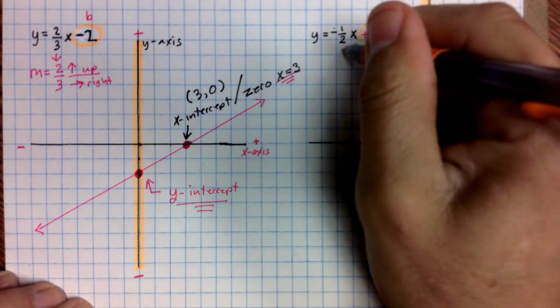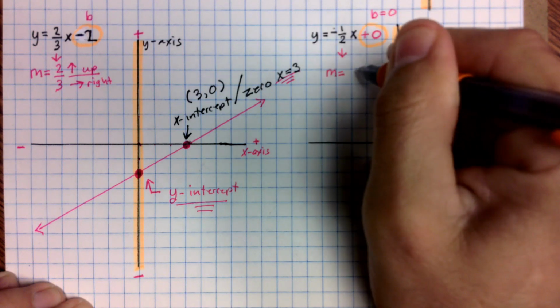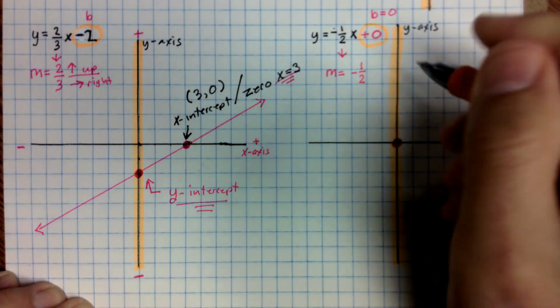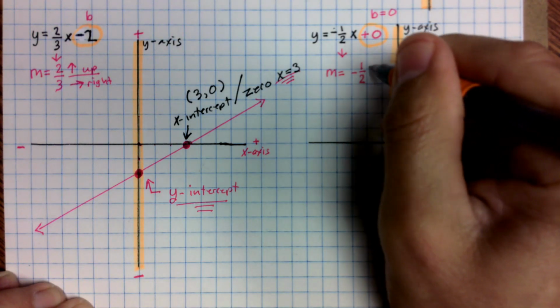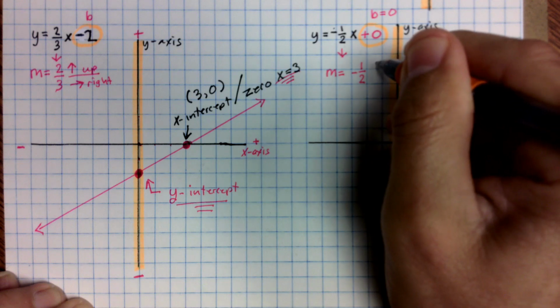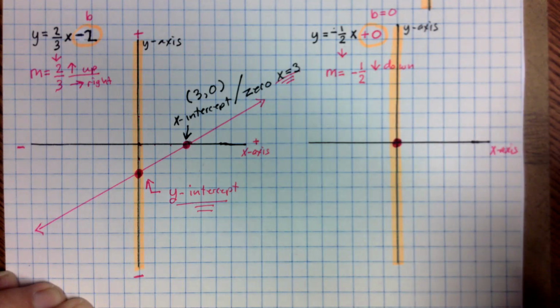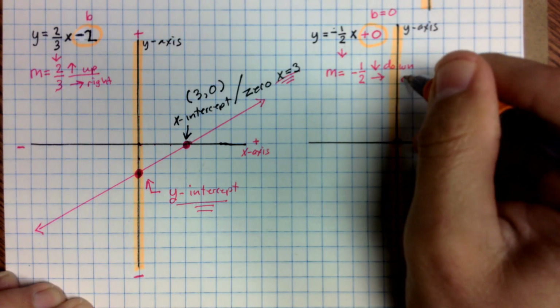Now, do notice that our slope is negative, so my m value is going to be negative 1 over 2. Now, this is important because it's negative. That means instead of going up for the numerator, we're actually going to be traveling down. So I'm going to write right here, down. And right here, there's 2 on the bottom. That still means we go to the right.